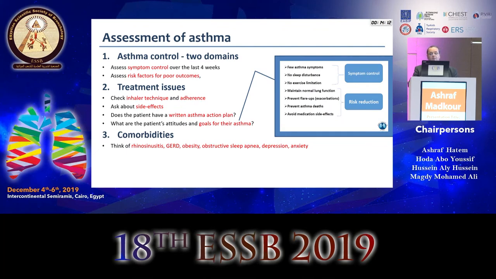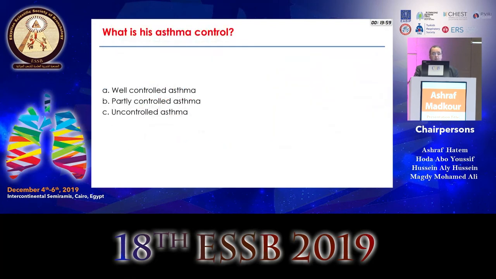بعد كده دوت الكوموربيديتيز فيري امبورتنت وكروشال ان انت تكنترول الكوموربيديتيز، زي ما هو الاريجيك راينيتس اللي عنده يعمل لها كنترول، لكن ممكن يبقى في حاجات ثانيه زي الاوبيزيتي زي الجيرد زي الابستراكتيف سليب ابنيا والديبرشن والانكزايتي لازم تبقى كنترول. ف وات از هيز ازما كنترول؟ المفروض ان احنا هنا كان في فوتنج بقى، مش واضح ان حد وزع الفوتنج بادز.